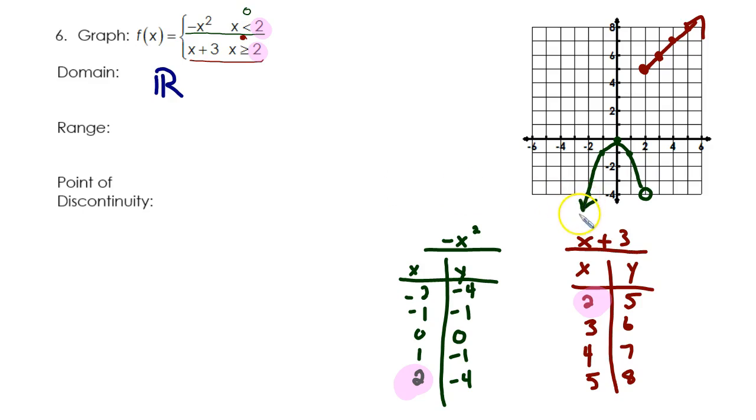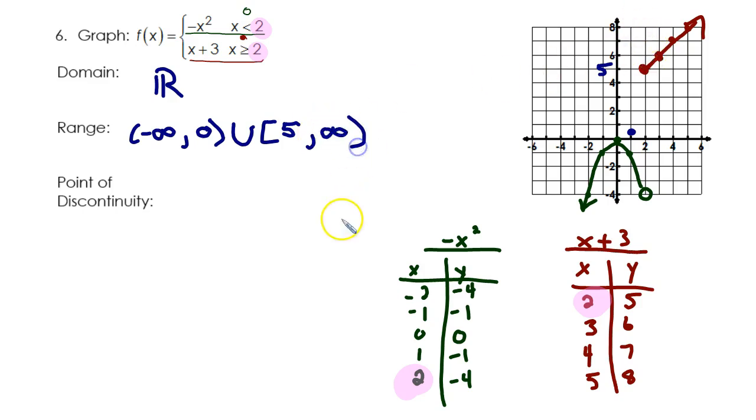I have an arrow down, so my range starts at negative infinity. And it stops at a y value of 0 right here. I then have a gap between 0 and 5. So I want to pick back up by saying union 5 to positive infinity, because y value up arrow means y values are on this function forever up towards infinity.